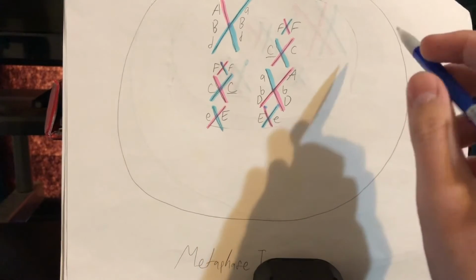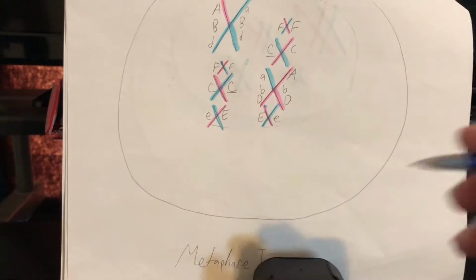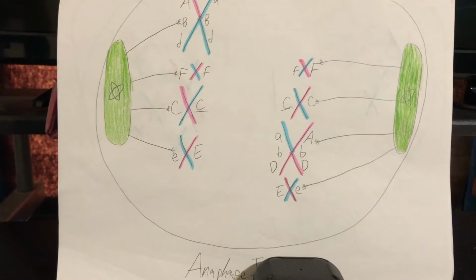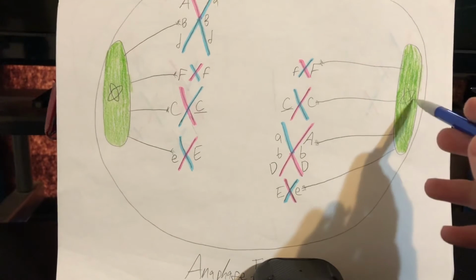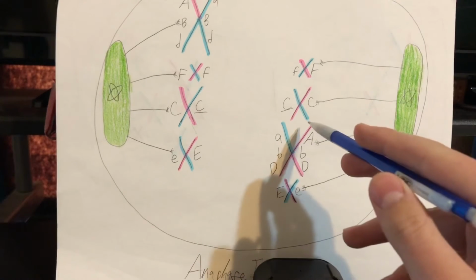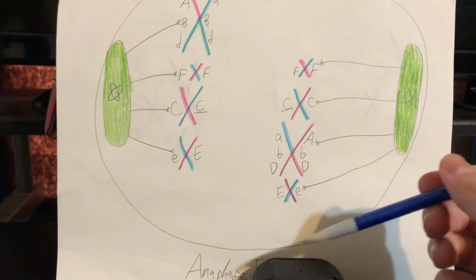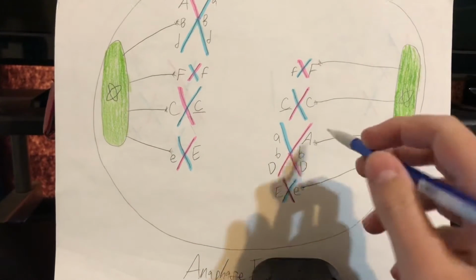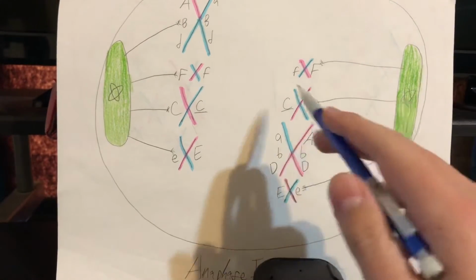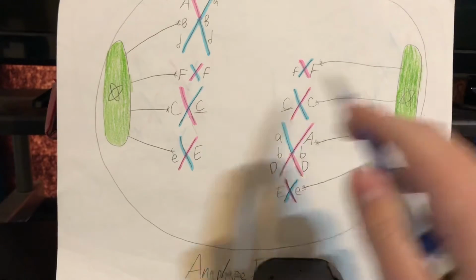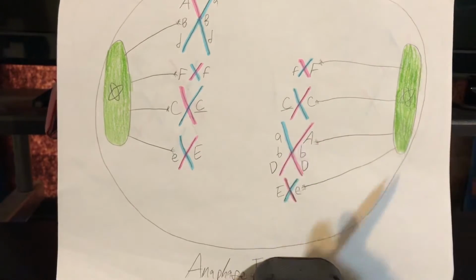After this, the spindle fibers attach to the chromosomes. As seen in metaphase, the fibers attach to the chromosomes. However, this step is anaphase 1. In this step, the fibers pull the chromosomes away from the middle towards the opposite ends of the cell.